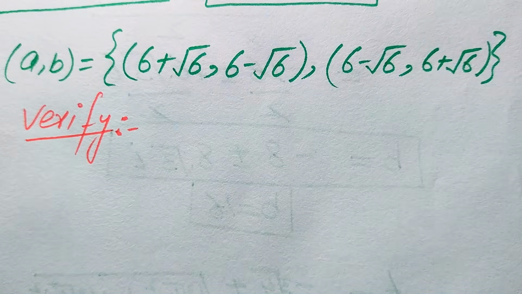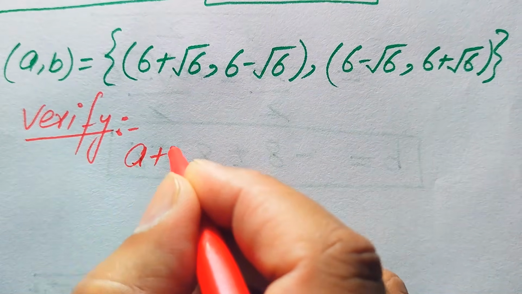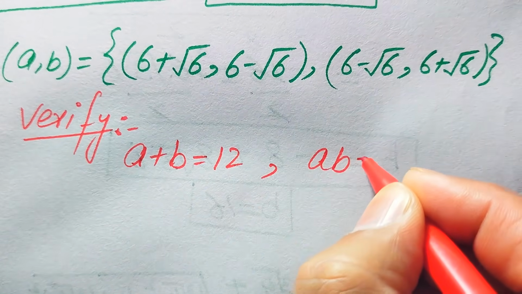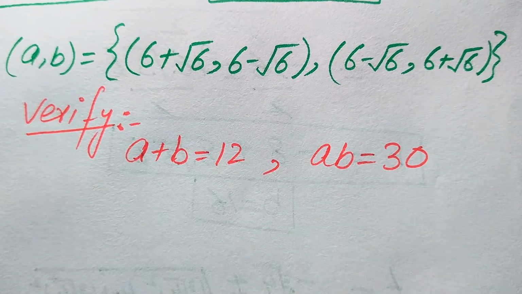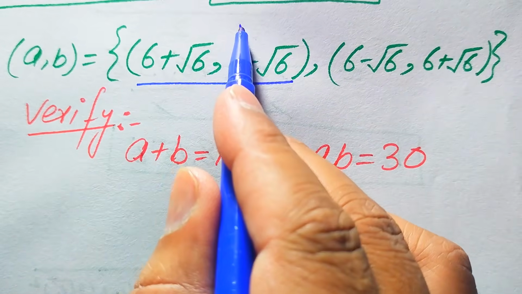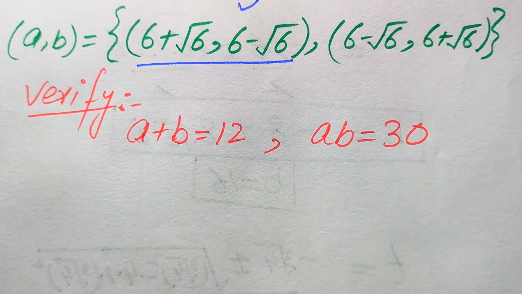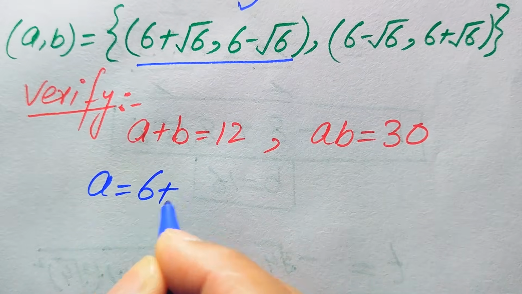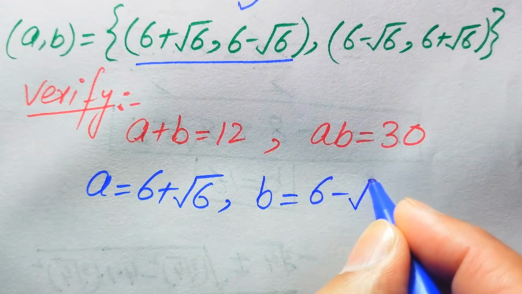So for verification, we need to copy down the given question statement here. In the given question statement we have two equations. The first equation is a plus b equals 12, and the second equation is ab equals 30. So we verify both of these ordered pairs for both equations. In this question I will verify the first root, and I leave the second verification for yourself. Here the value of a is 6 plus square root of 6, and the value of b is 6 minus square root of 6.